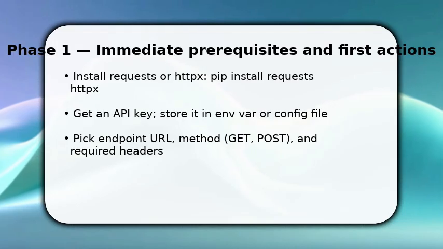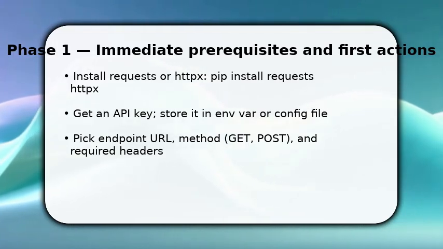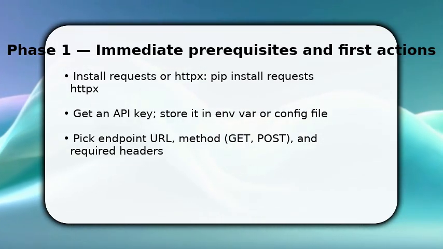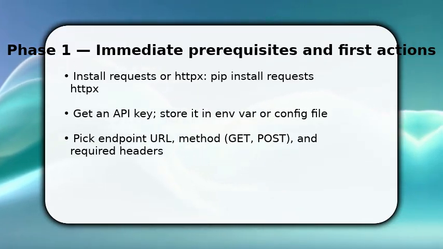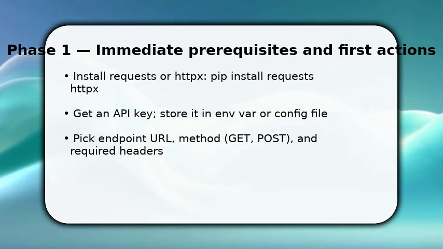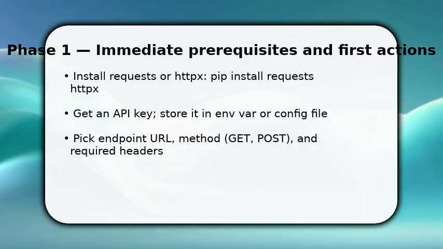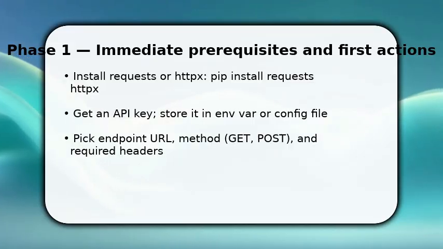You begin by confirming prerequisites, Python 3.8+ and requests or HTTPX installed. Do that now. Next, export your API key into an environment variable so you avoid hardcoding secrets. Then choose the endpoint URL and HTTP method. Decide if you need query parameters or a JSON body.